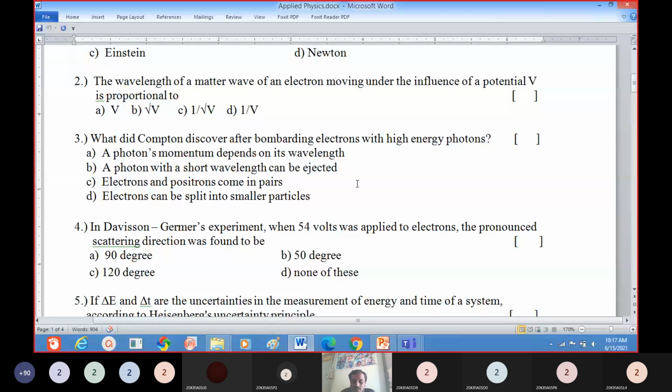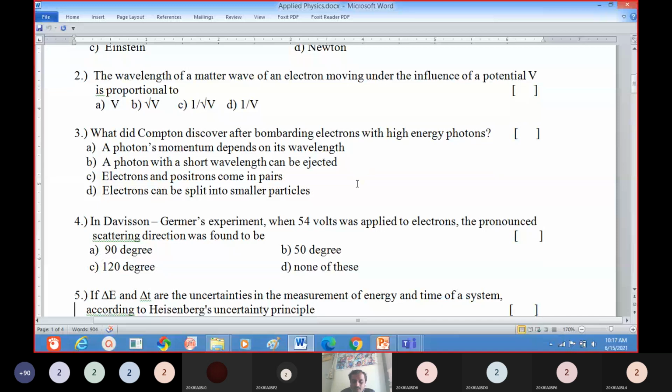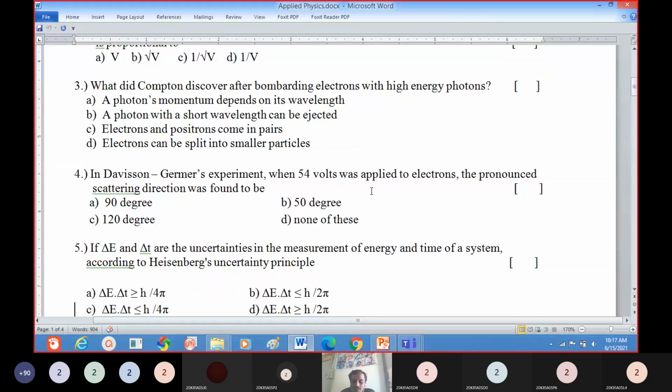Now coming to the fourth one, the Davisson-Germer experiment. Okay, so when 54 volts was applied to the electrons, the pronounced scattering direction was found to be? If you apply the 54 volts, what is the direction? Already we know that graph. Yes, 50 degrees. Answer is option B.